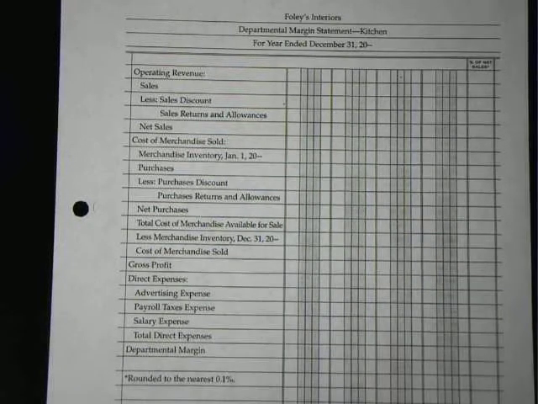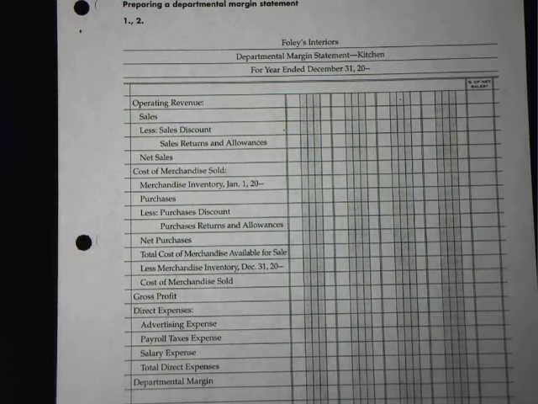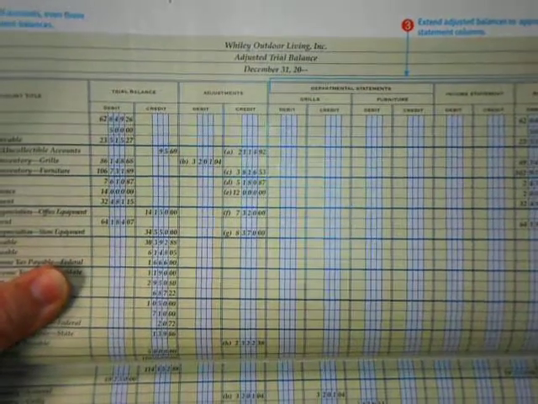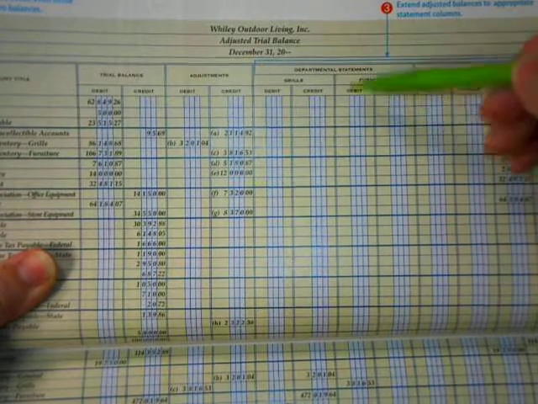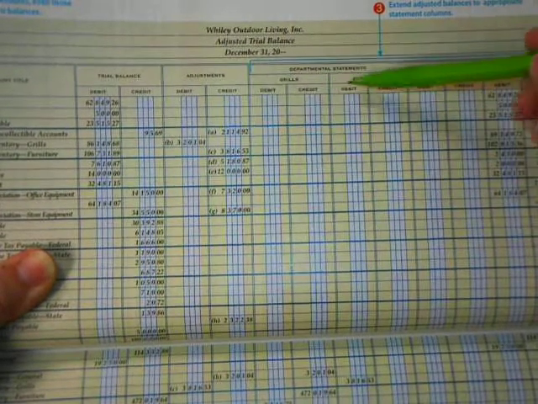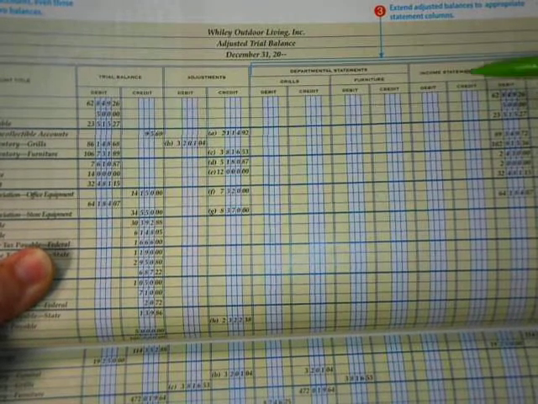All right. Hello, we are going to look at 4.2, working together. This is creating a departmental margin statement for each of the departments in your business. If we take a look at the adjusted trial balance, the worksheet for an example in our book, we have extra columns over here to the right of the adjustment specifically for the departmental statements. We also have the income statement and the balance sheet.